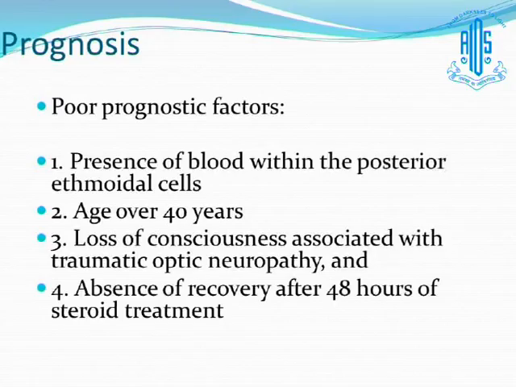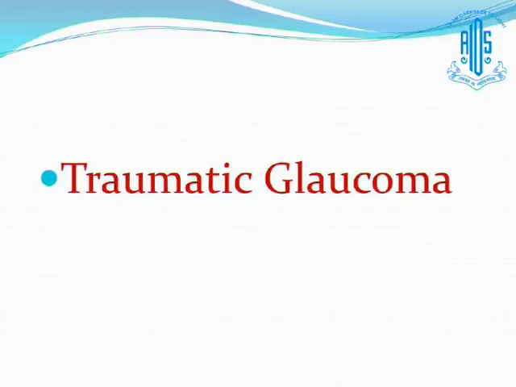The prognosis will depend upon the presence of blood within the posterior ethmoidal cell. The age more than 40 years will have a poorer prognosis. Loss of consciousness associated with the traumatic optic neuropathy and an absence of recovery after 48 hours of the steroid therapy are the poor prognostic factors in traumatic optic neuropathy. This completes the traumatic optic neuropathy.